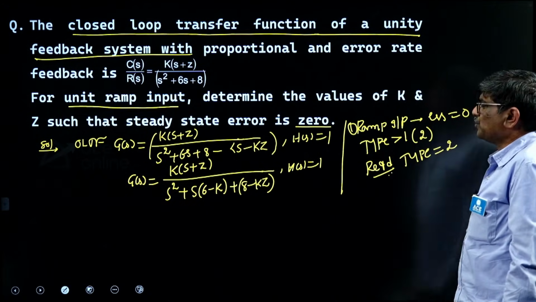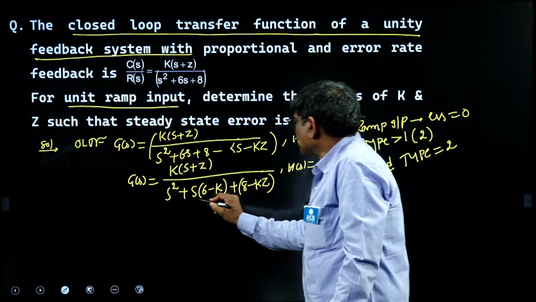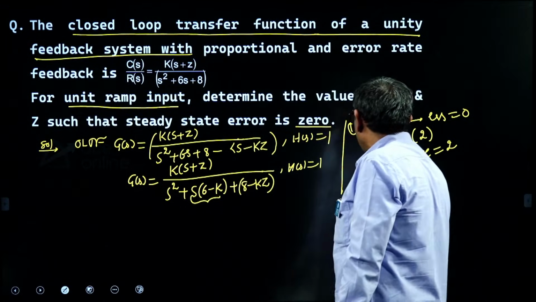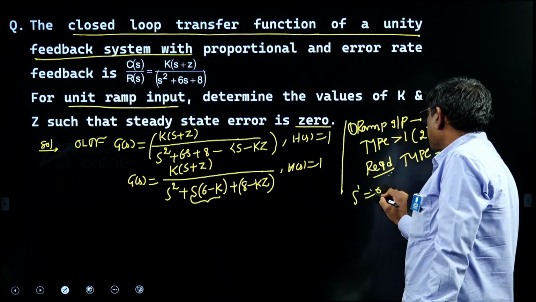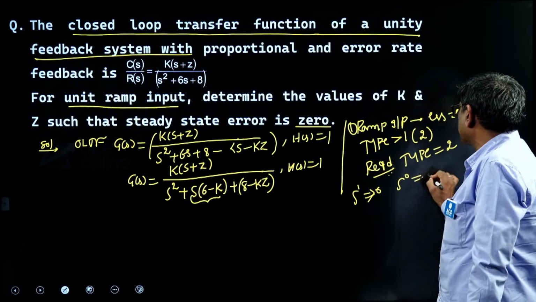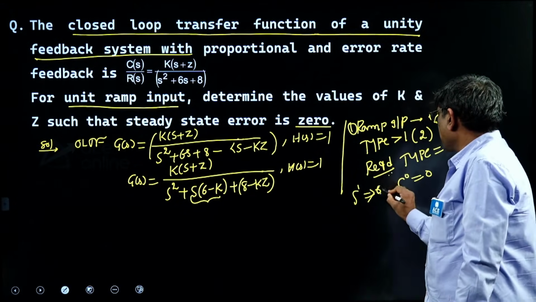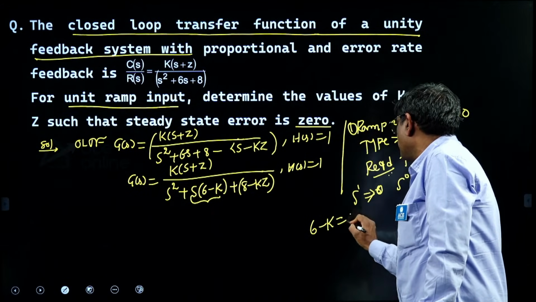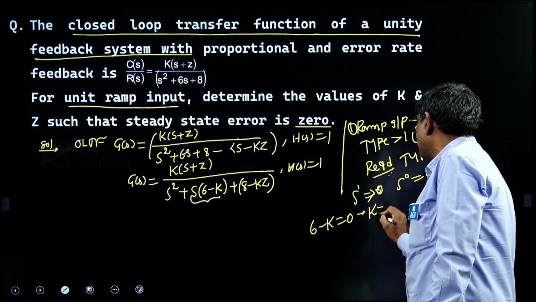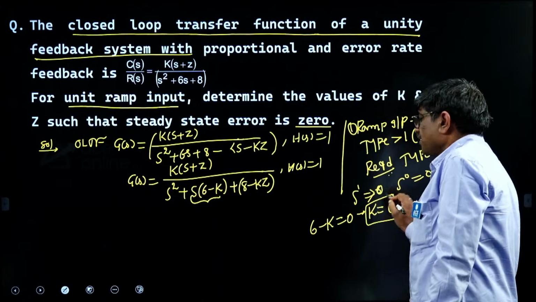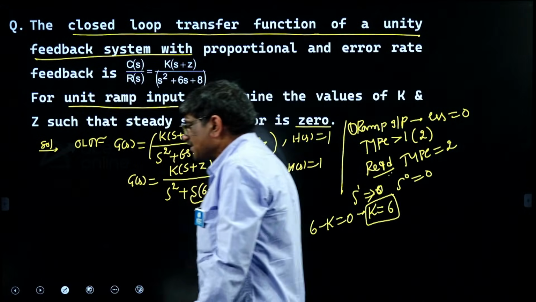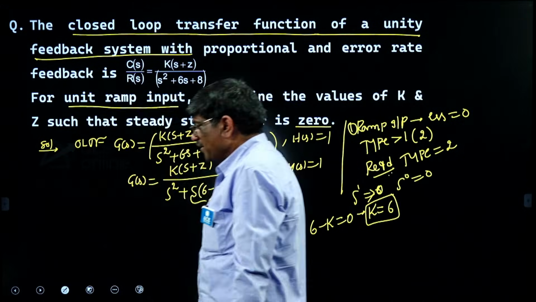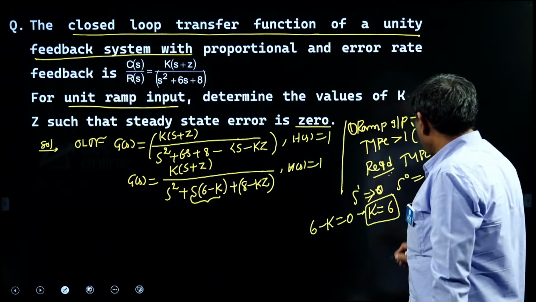Required type equal to 2. That means S power 1 coefficient must be 0, and the constant terms must be equal to 0. So S power 1 coefficient means 6 minus K equal to 0. So K equal to 6. Anybody got it? K equal to 6. Very good. Find Z value.